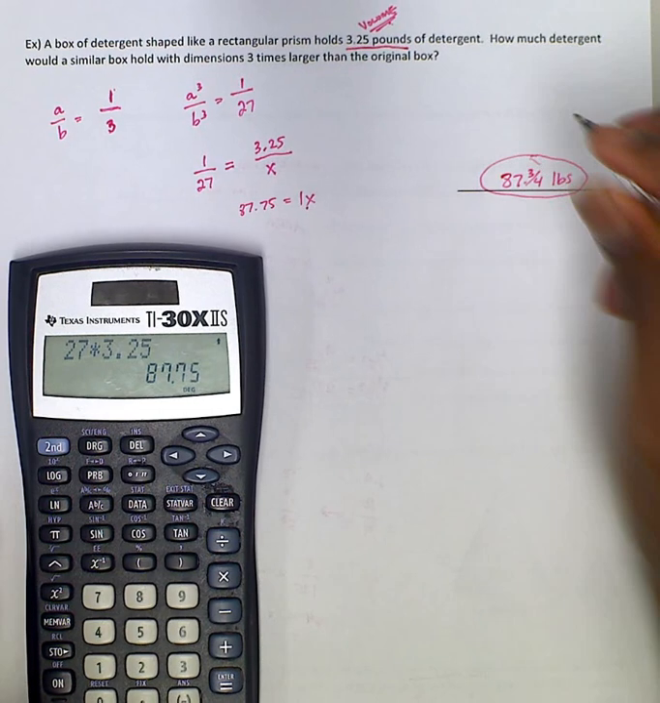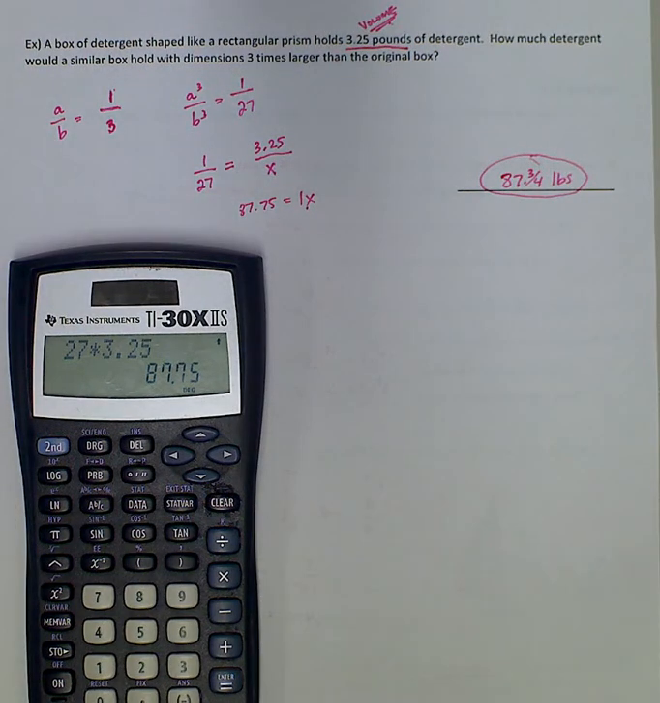All right. So this is similar to the proportions from last semester, using volume in there instead of just area and linear dimensions.